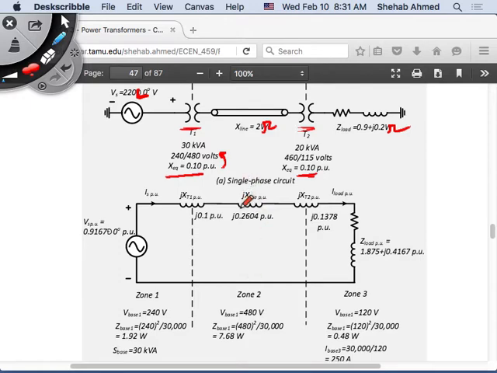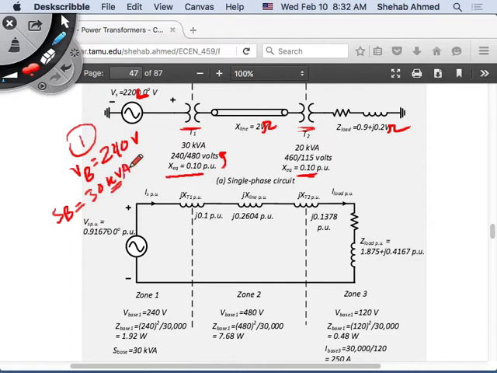Let's do the easy stuff first. They told us to use a base on the primary side on zone 1. This was zone 1, right? They told us in zone 1 use 240 volts as your base voltage, and they said 30 kVA, S base is 30 kVA, right? This is what they told us. So this is nice because if I use 240 volt as my base quantity here, so V base 1 is 240 volts. What will be my base voltage on the secondary side of the transformer? The only thing they defined was base voltage in one zone, right?